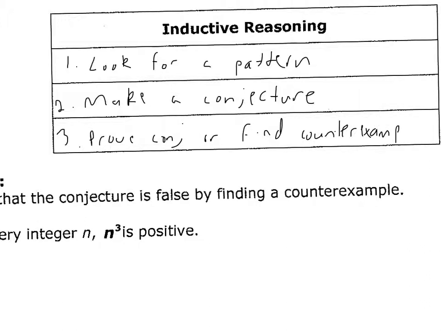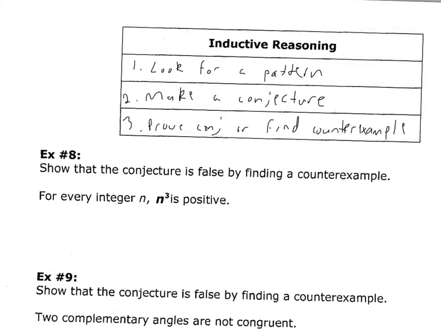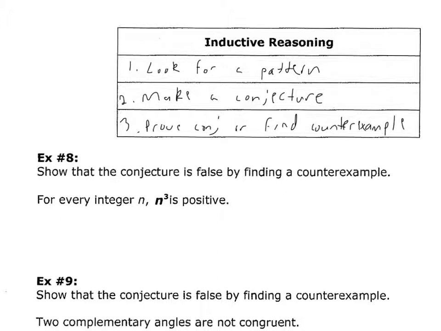Okay, a counterexample is just something that makes that conjecture not true. Make sure you got all those things written down. We're going to go through a couple of examples. It says, show that the conjecture is false by finding a counterexample. For every integer n, n cubed is positive.